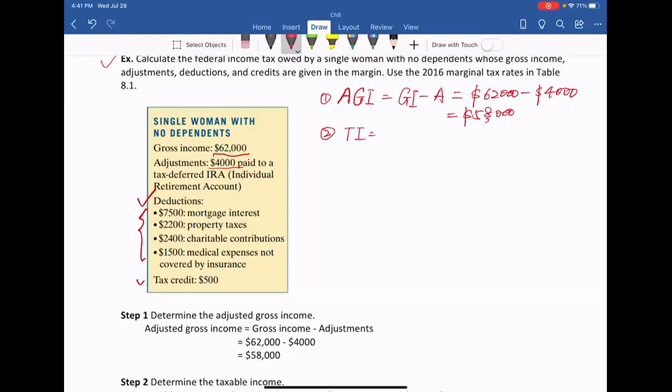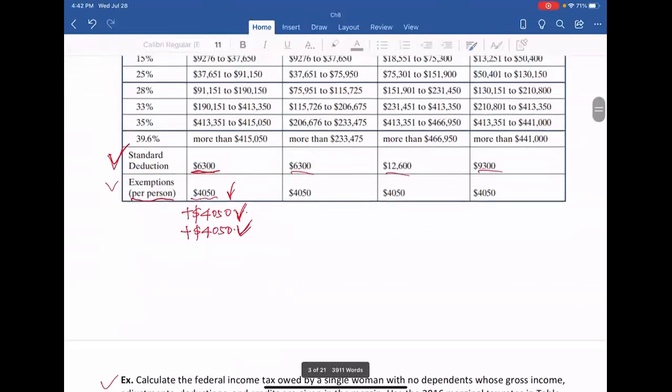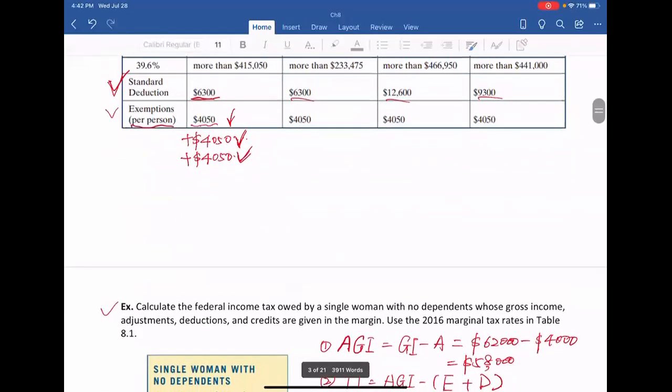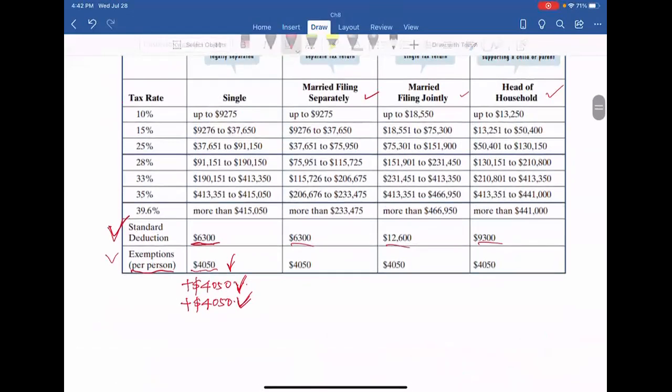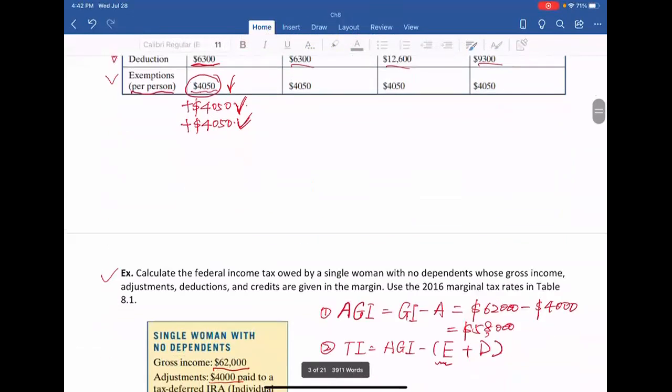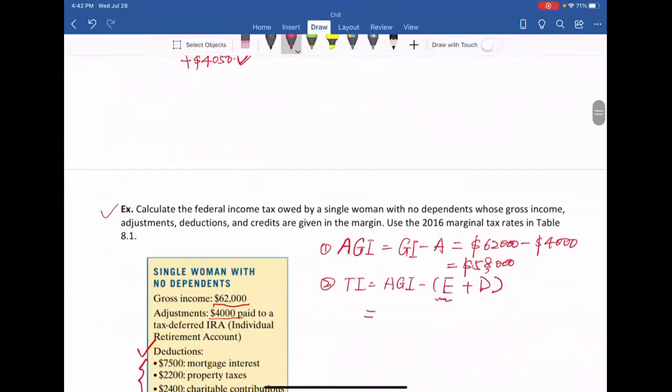And the next step is to find the taxable income. Taxable income equals AGI subtract the exemptions plus the deductions. The exemption is given in the table. This woman is single and her exemption is 4,050. So plug in the AGI and the exemption: AGI is 58,000, subtract 4,050, and then find the deduction.